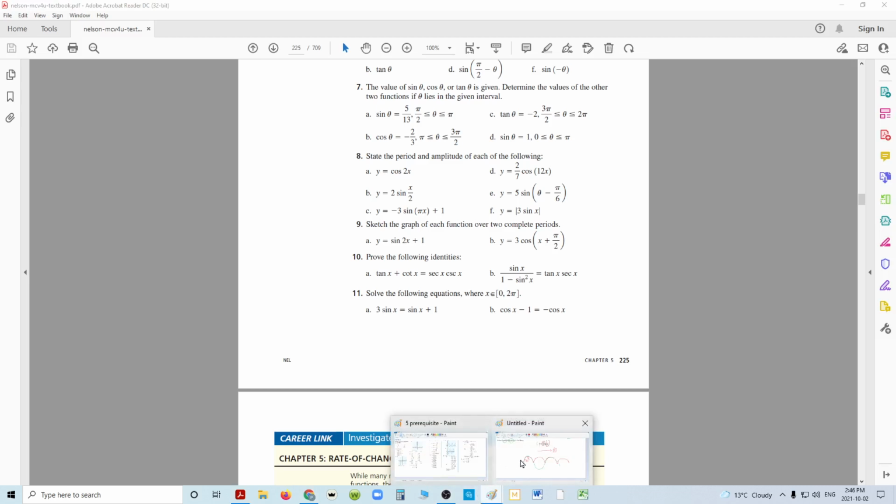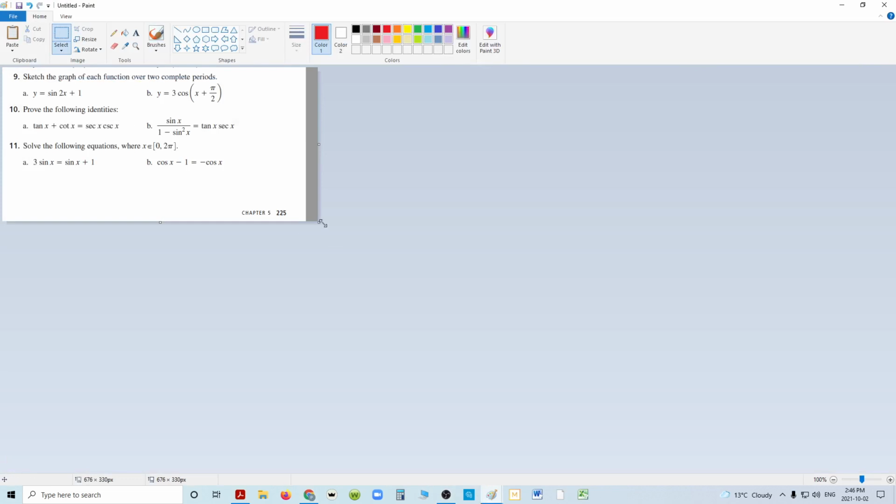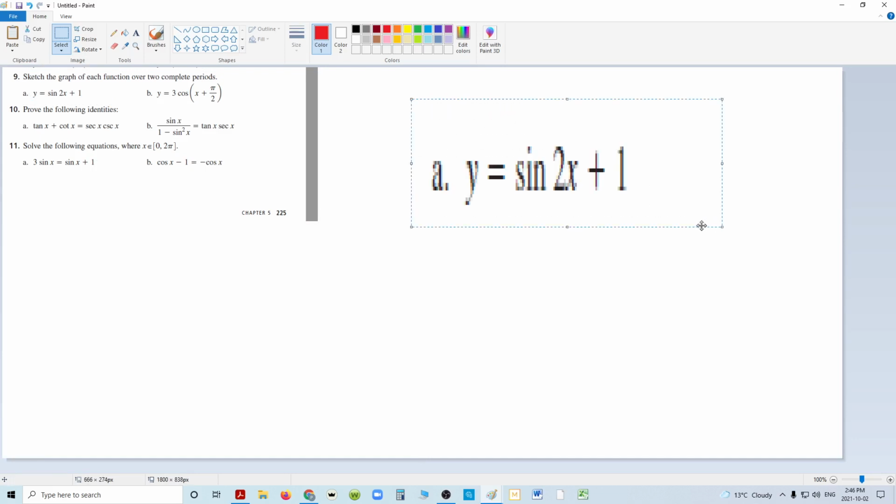Sketch over 2 complete periods. Now you can go into the minus if you want, but just realize this amplitude's been affected by half, so it's going to go 180, and the whole thing has been raised by 1. And that's the only thing that's happened.